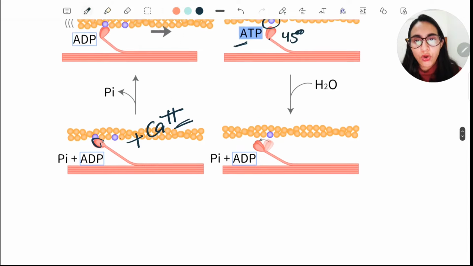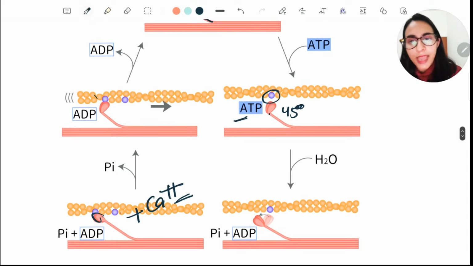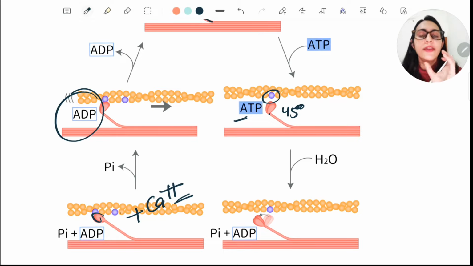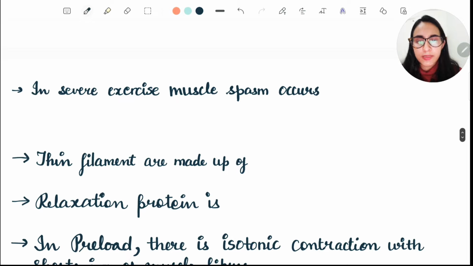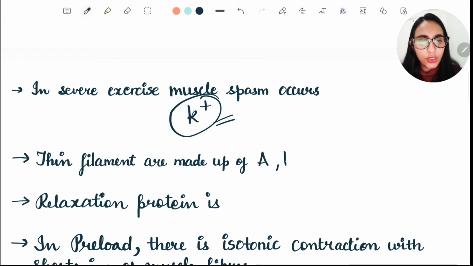So in case of rigor mortis, wherein there is absence of ATP, the myosin head remains attached to the actin at the same level. It doesn't detach because detachment requires ATP. So during death, there is severe contraction of the muscle, which is known as rigor mortis. Now, in case of severe exercise, muscle spasm is because of the accumulation of potassium. Thin filaments are made up of actin, troponin and tropomyosin, while on the other hand, thick filament is made up of myosin.